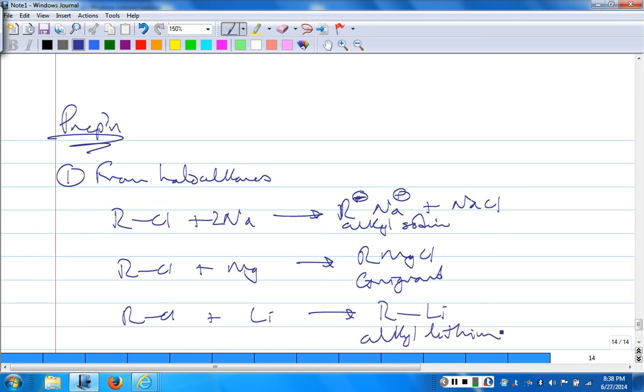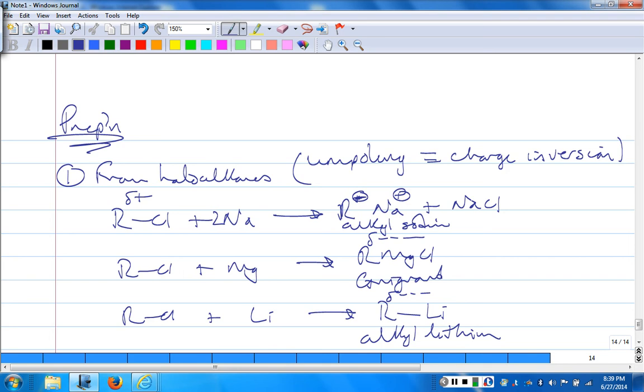So I could make the organometallic directly from the haloalkane. This is called umpolung, which means charge inversion. I'm flipping the charge because the carbon is going from delta plus to delta minus, or minus minus, right? So I can prepare the organometallic directly from the haloalkane.